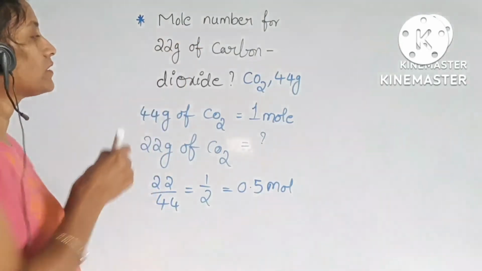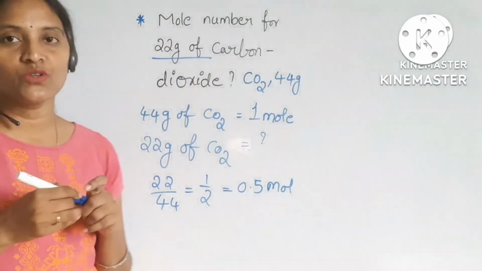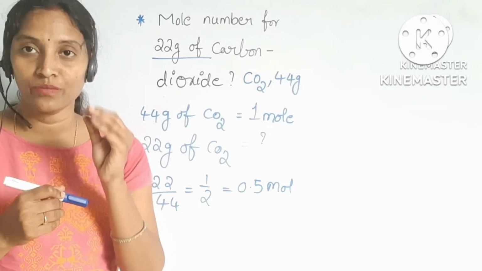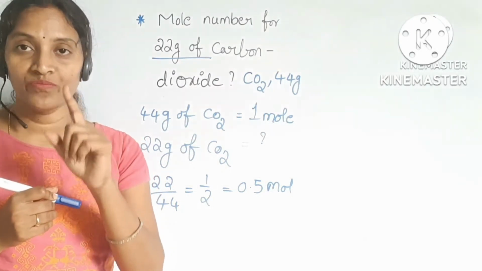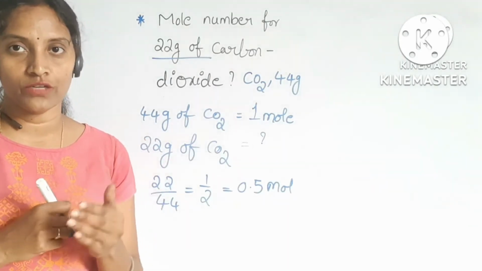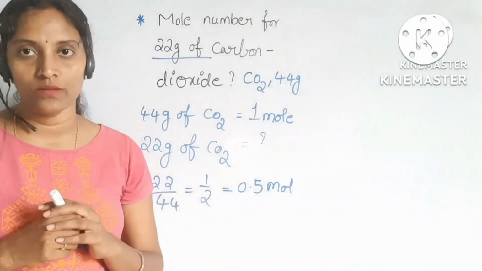By seeing this statement, you can directly tell 44 is its molecular weight. That molecular weight is equal to 1 mole. So 22 is half of 44, so you can directly write 0.5 mole.